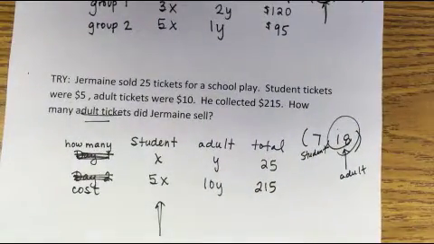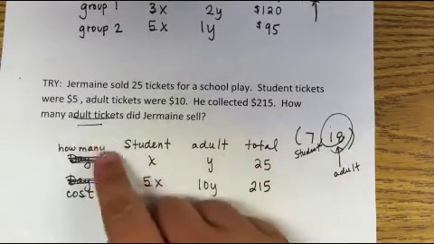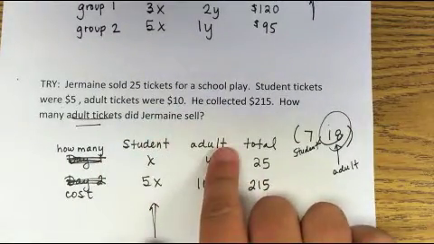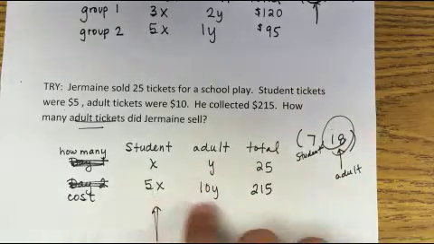Okay? So hopefully this gave you a better idea on how to solve a system word problem. They're really not that bad once you get them set up. So remember, clearly identify what your variables are. Okay, figure out what the other two items are that go with student and adult, or the two variables that you're dealing with here, and then just fill in the numbers that you're given.